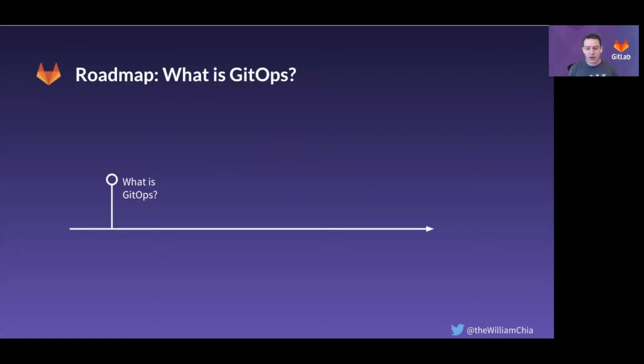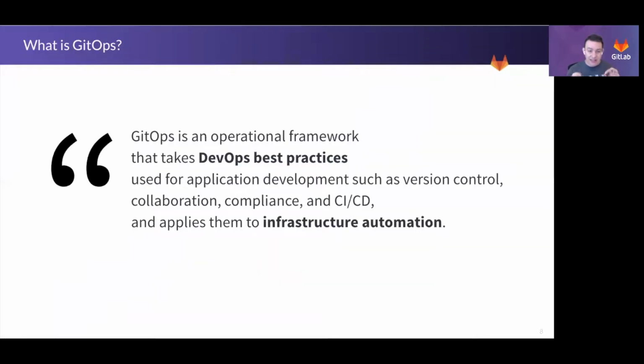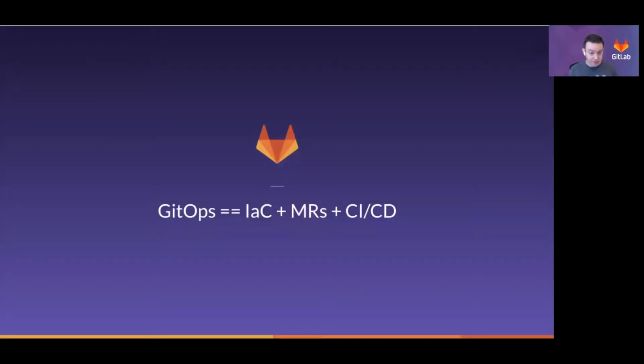To kick it off, what is GitOps? GitOps is an operational framework that takes DevOps best practices, things we've used for application development for years, like version control, collaboration, compliance, and CI/CD, and it applies them to infrastructure automation.